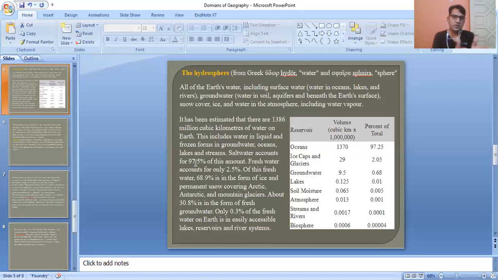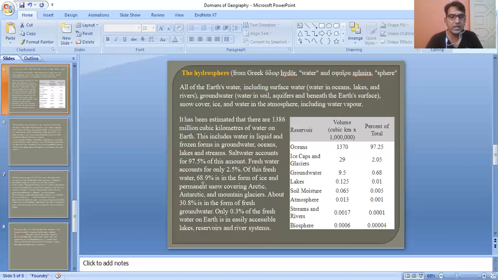I'll give you more detail on that, but before that, let us continue this discussion. So freshwater accounts for only 2.5%.